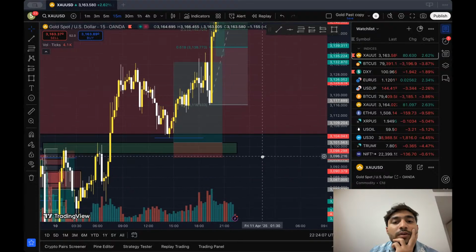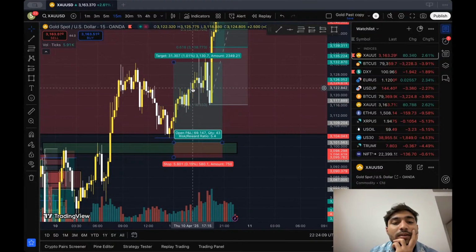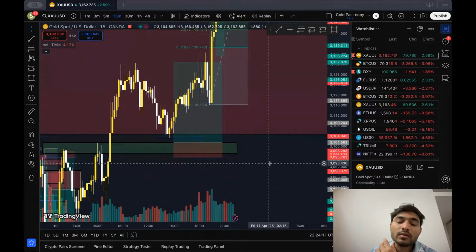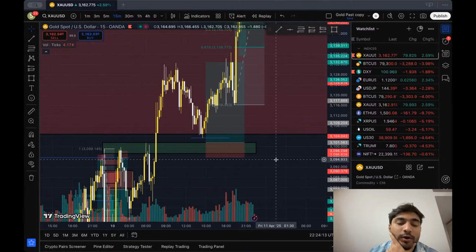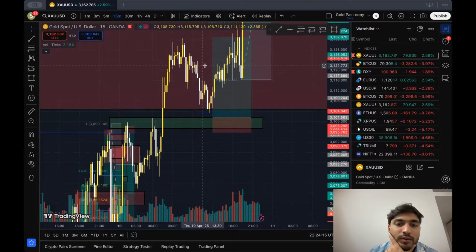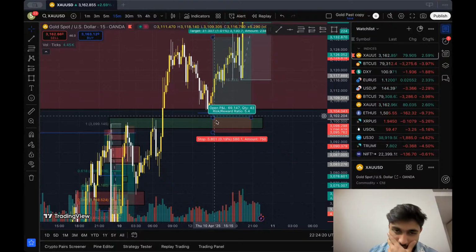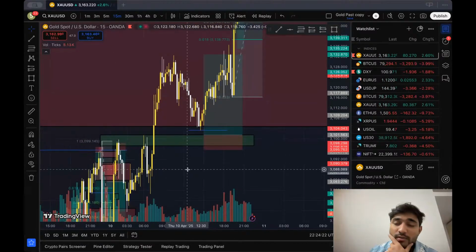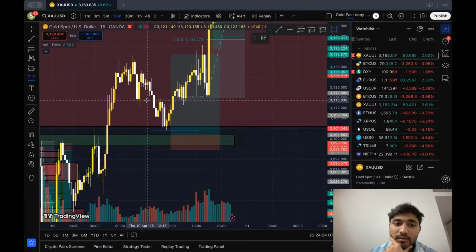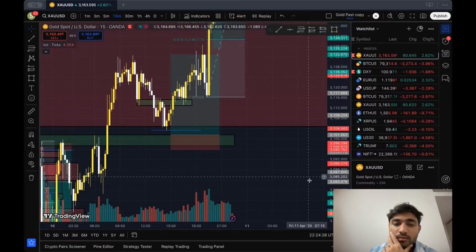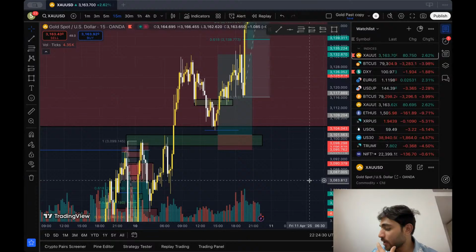If we would have taken this trade, 300 pips, that would have been great. But we did win the trades in between. We took some trades and we won from there as well. So there was a market structure trade here that I did. I also shared it in the Telegram group as well.